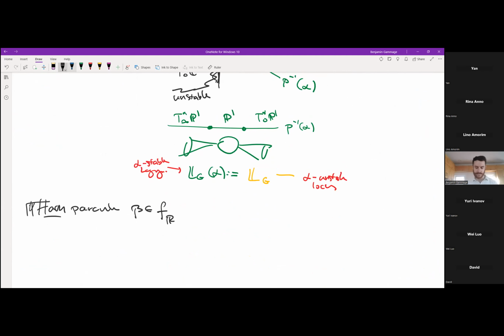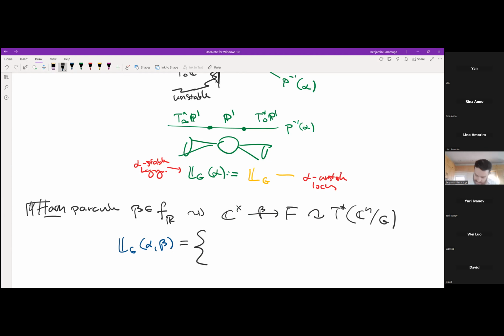If I imagine that beta is integral, then it defines a co-character of the torus F. If you recall, F is the residual torus that's still acting on C to the N mod G, or acting on my hypertoric variety. And now I'm going to define a new Lagrangian, LG of alpha comma beta. So I'm going to restrict this Lagrangian a little bit more.